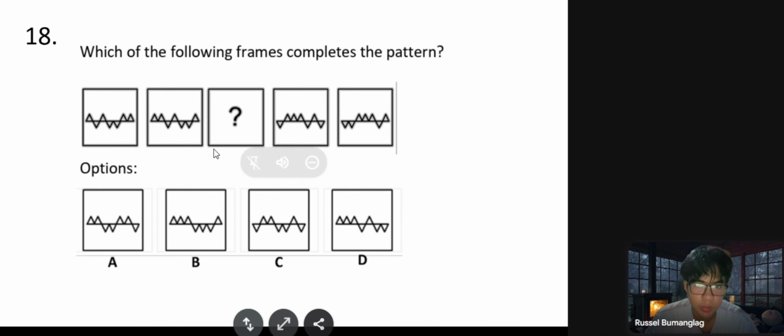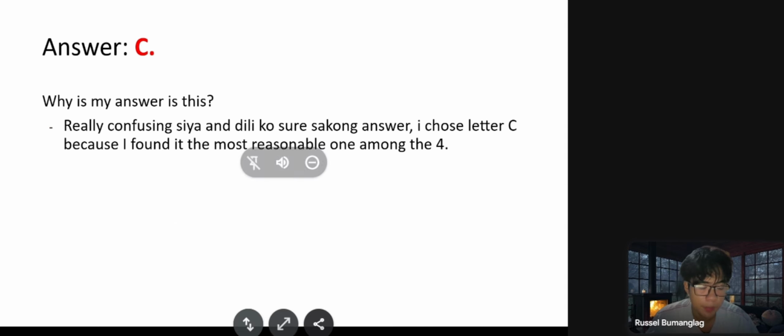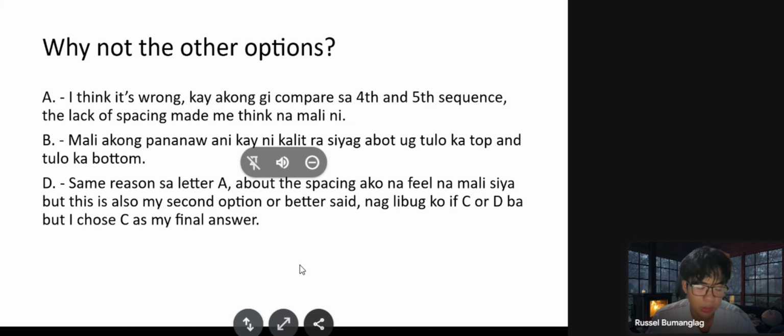For number 18, which of the following frames completes the pattern? My answer is C. It's really confusing and I'm not sure as well, just like the previous question. So I'm not sure of my answer, so I chose letter C because I found it the most reasonable one among the 4. So why are the other 3 wrong, or why did I not choose them? For A, I think it's wrong because I compared the 4th and 5th sequence. The lack of spacing made me think this is wrong. So I didn't choose A.